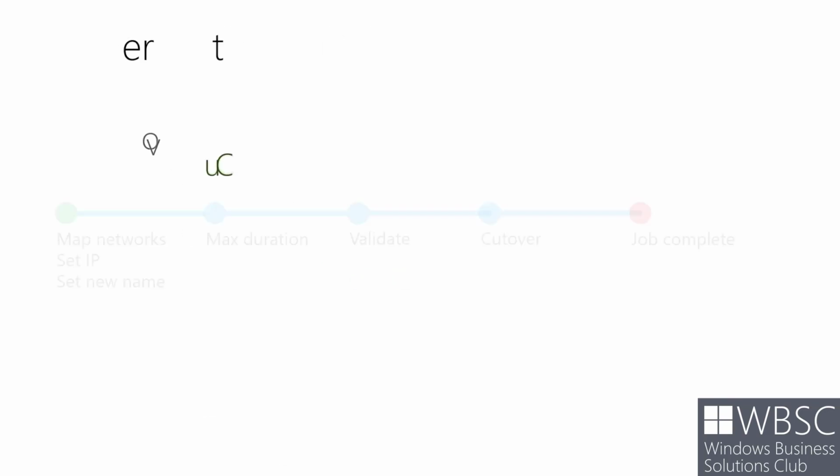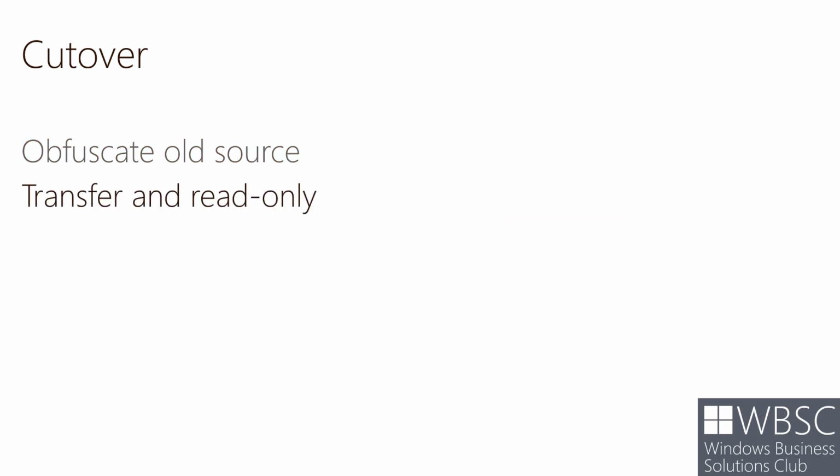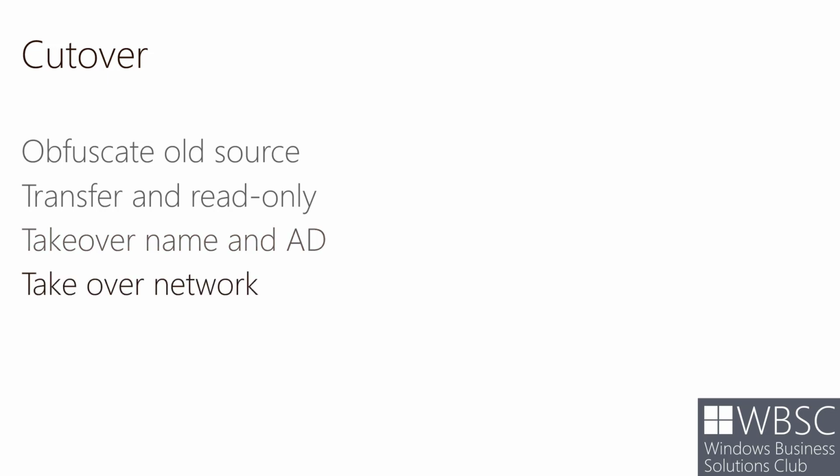So the third step is the cutover. In the cutover, we map the networks, the IP, the name, we configure a max duration, a validation is done, and the cutover completes the job. So when the cutover was run, the job is completed and everything switched to the new server. The old source is still there, but it's not used any longer. We have a read-only for the old source.